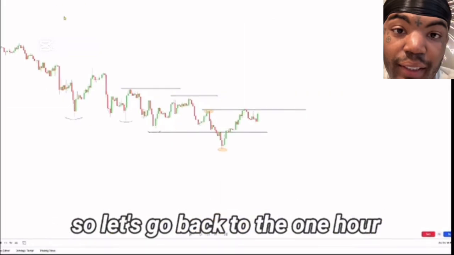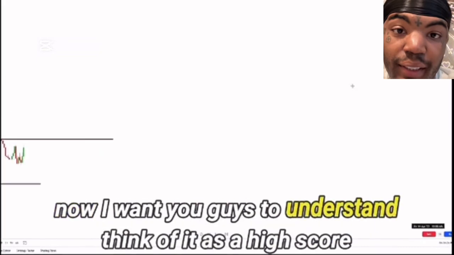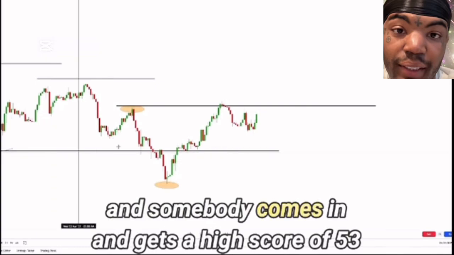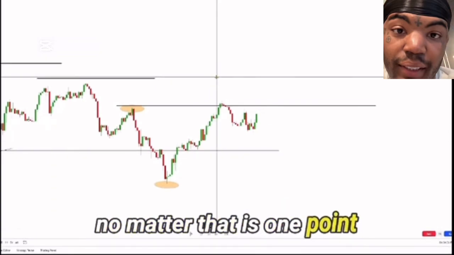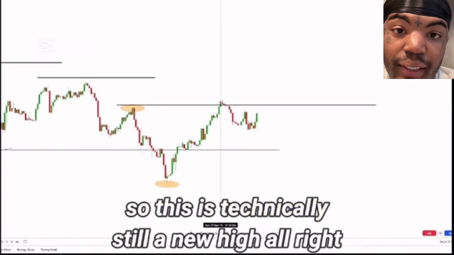So let's go back to the 1 hour. Price ends up giving us a high. Now I want you guys to understand, think of it as a high score. Let's say your high score is 52 and somebody comes in and gets a high score of 53. No matter that is 1 point, that is still a new high. So this is technically still a new high.